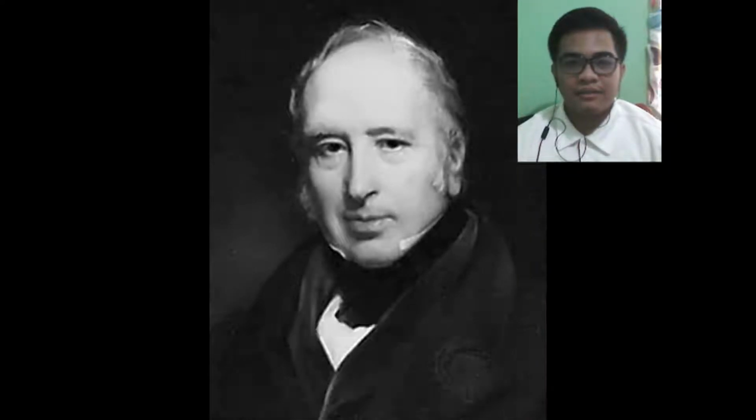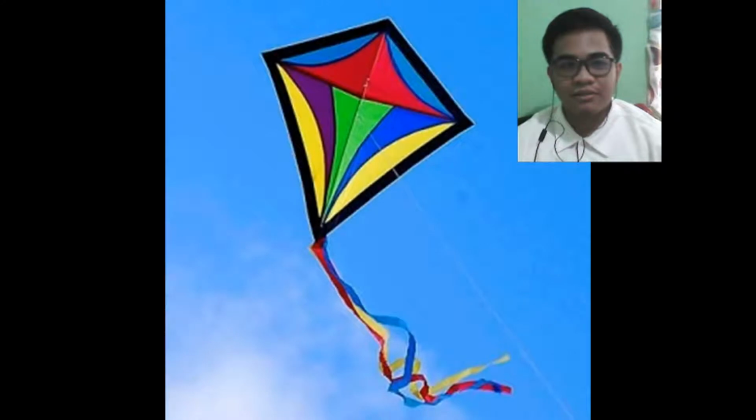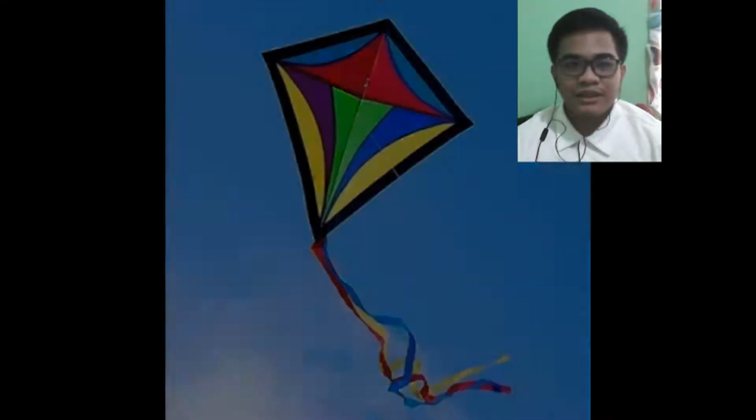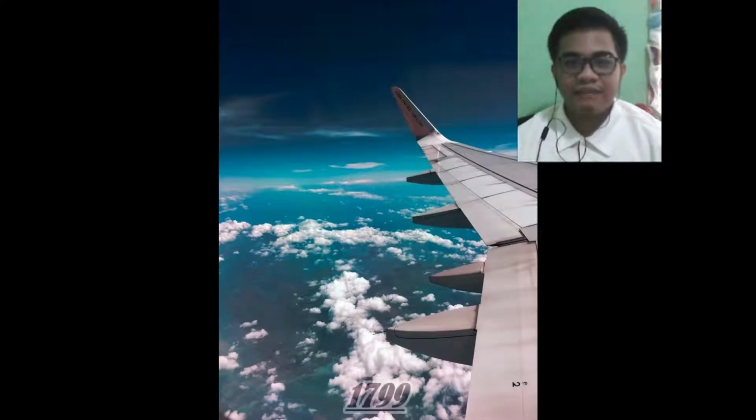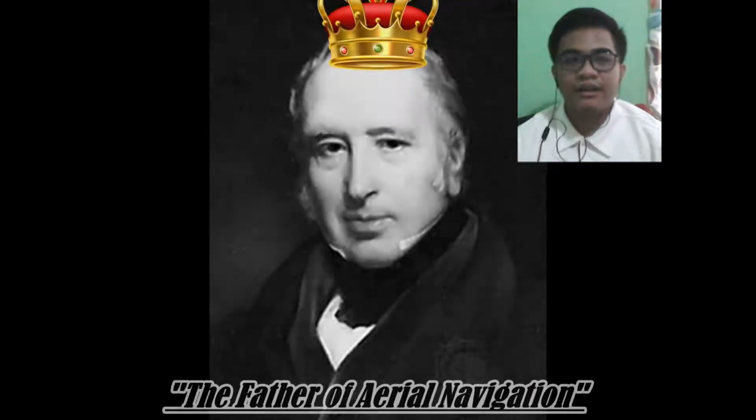Meanwhile, a man named Sir George Cayley discovered that kites can be the key to soaring the skies, which can help with heavier-than-air flights as early as 1799. He also discovered the basic principles on which modern science and aeronautics were founded. Thus, he is crowned as the father of aerial navigation.